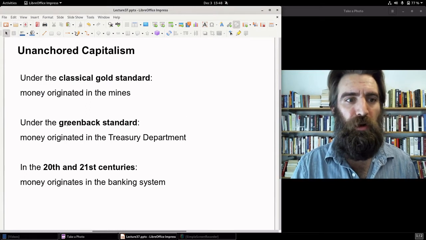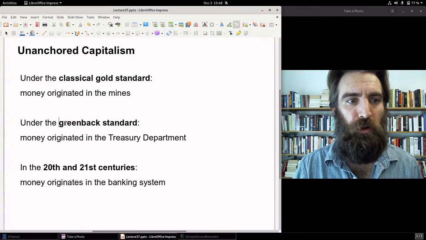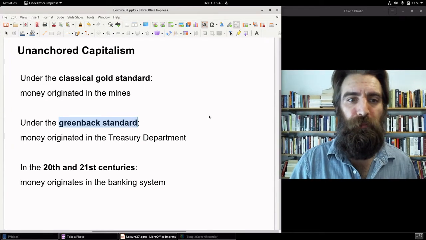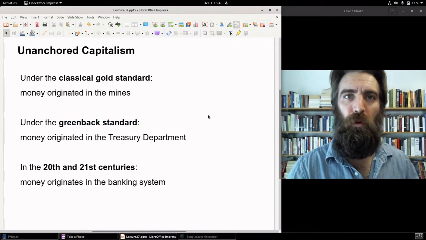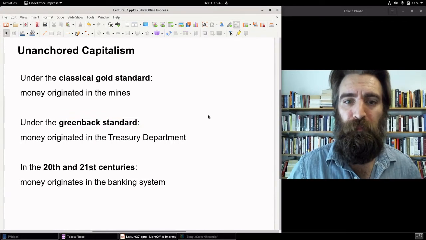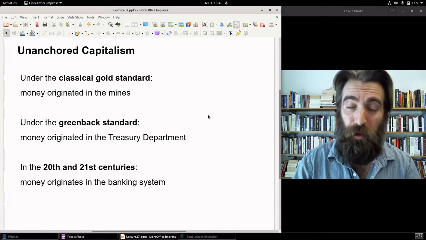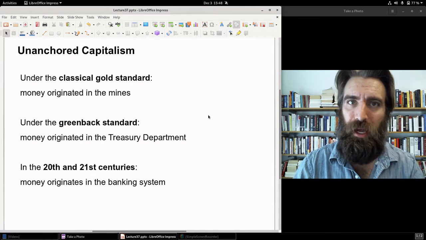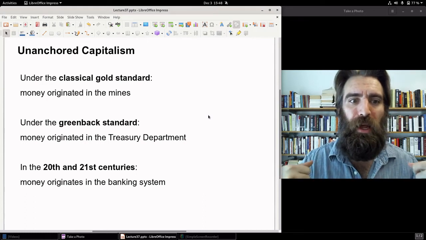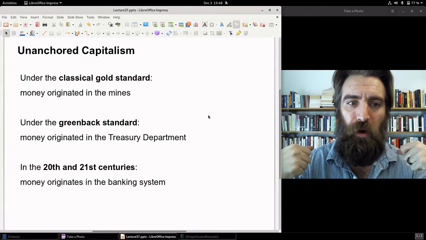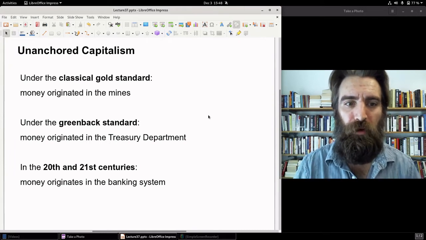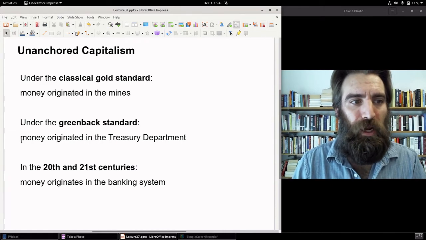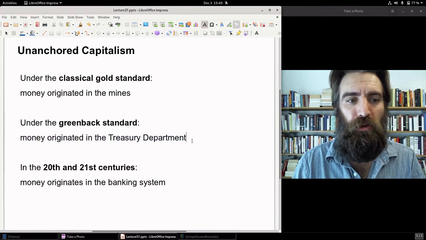That's where money originated. Under the greenback standard, as I'll call it, which is what we used during the Civil War, but also what colonial Americans used and what the Patriots used during the American Revolutionary War, where paper money is not backed by any commodity like gold or silver, but is emitted from the U.S. Treasury, from the Treasury Department. Under a greenback standard, money originates in the government, essentially, in the Treasury Department.